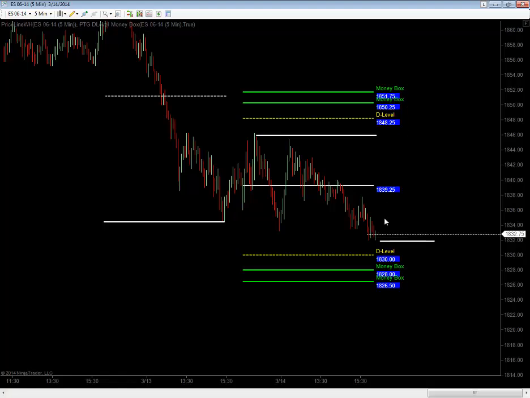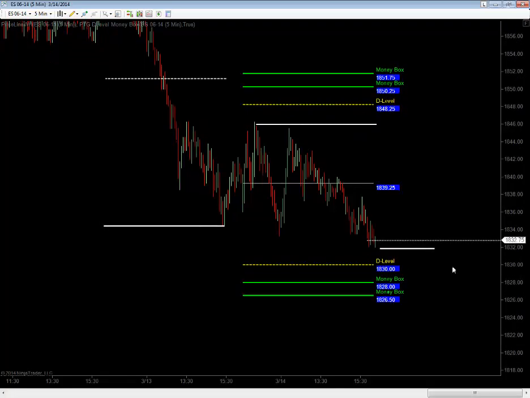So he can plan in advance, and these levels act as support and resistance many times throughout the session. So this is something that our traders really pay attention to on a day-to-day basis. Very simple in its construction, very powerful in its trade results. Hope this helps.